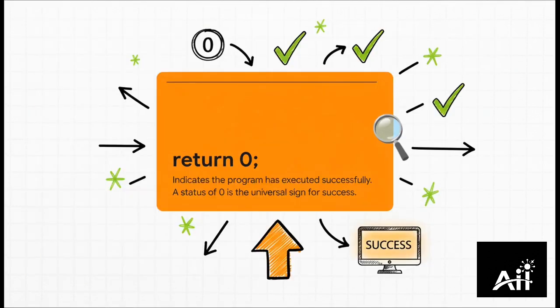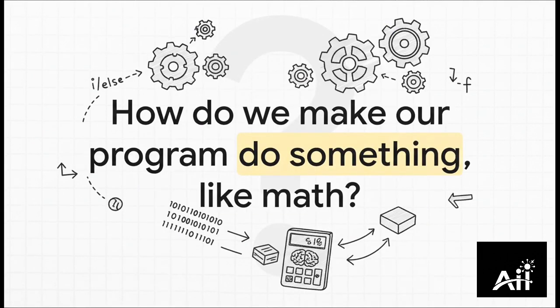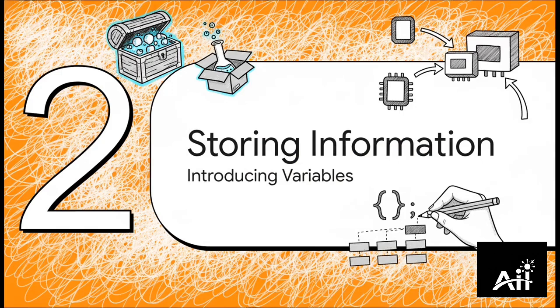And last but not least, return 0. This is basically our program politely telling the operating system, hey, I'm all done and everything went great. That 0 is just the universal code for success. No problems here. It's how we make a clean getaway. Okay, pretty cool, right? We can get the computer to say hello. But that's, well, it's just static text. The real magic of programming happens when you can work with stuff that changes. Do math, handle data. So the big question is, how do we make our program actually do something, like a calculation? And the answer to that question, the key to unlocking all that power, is a concept called variables.